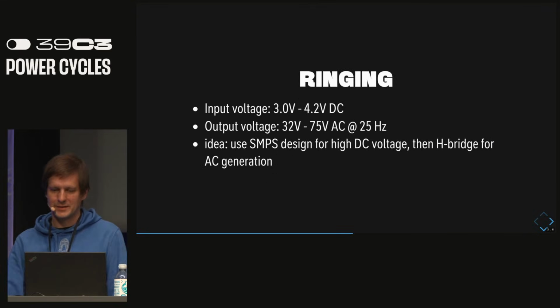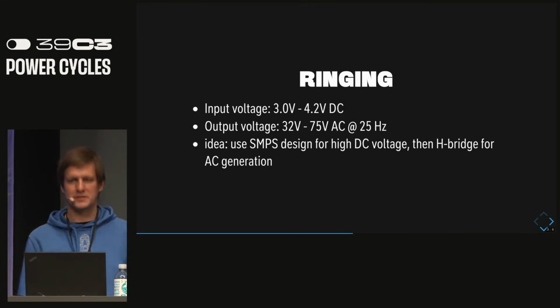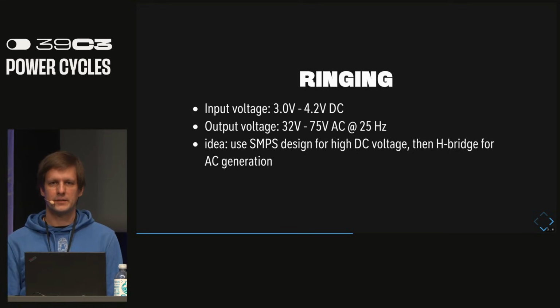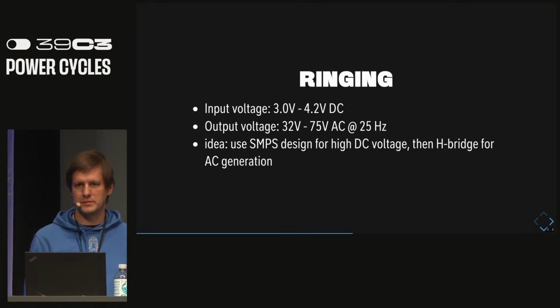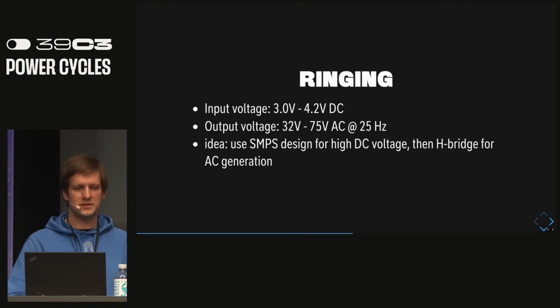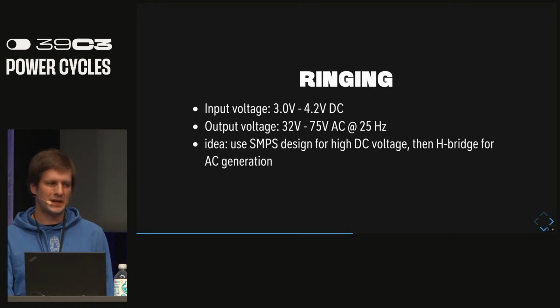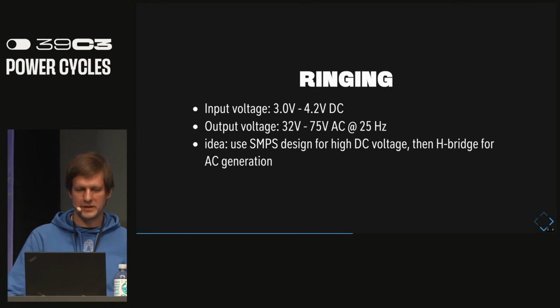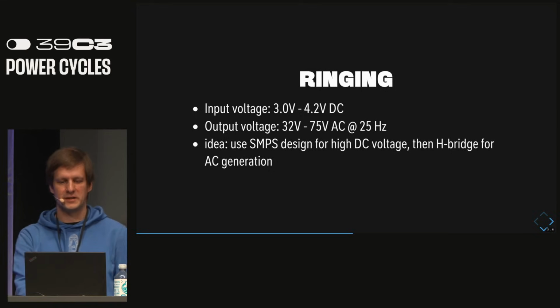Okay, so back then the most challenging part was the ringing voltage generation. The phone operates on a single lithium-ion battery cell. So we have an input voltage of between 3 volts and 4.2 volts. The output voltage shall be between 32 and 75 volts, as said, ideally more towards the upper range. So the idea was to use a switching mode power supply for generating a high DC voltage, and then an H-bridge for AC generation.